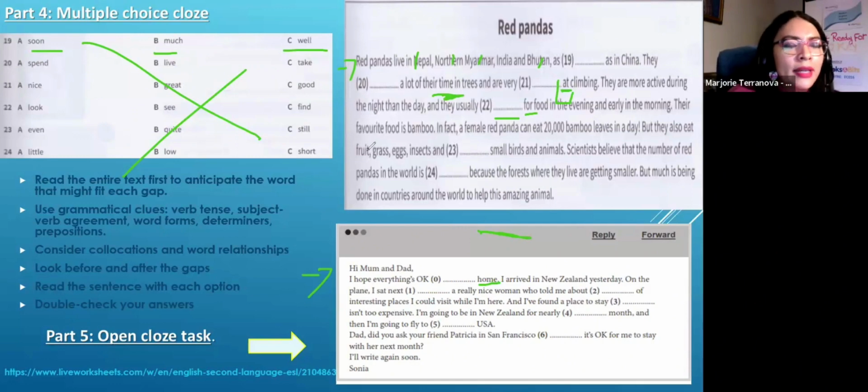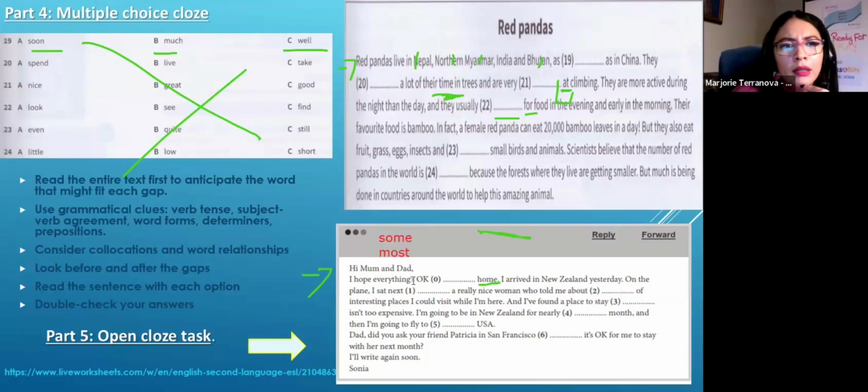Well, that one is very easy. What is the perfect? Next to a really nice woman who told me about of interesting places I could visit. Now, careful, because this one is more difficult. Here I see grammar, right? Of different places.